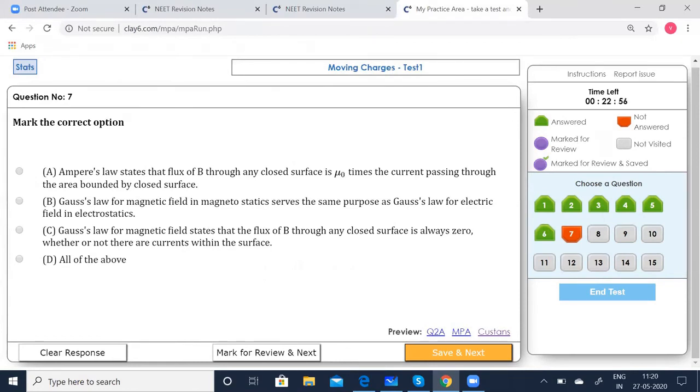The 7th question, we'll have to see which option is correct. Ampere's law states that flux through any closed interval is mu0 times the current passing through the area bounded by the closed surface. Gauss's law for magnetic field in magnetostatics serves the same purpose as Gauss's law for electric field in electrostatics. Sometimes, even in your board exams, you can expect questions related to magnetic field where you might be asked to derive derivations using Gauss's law.